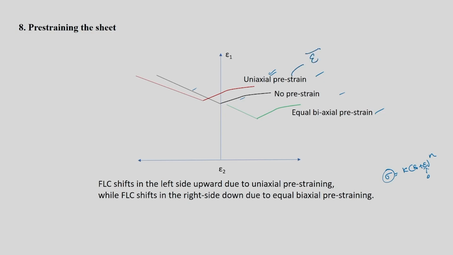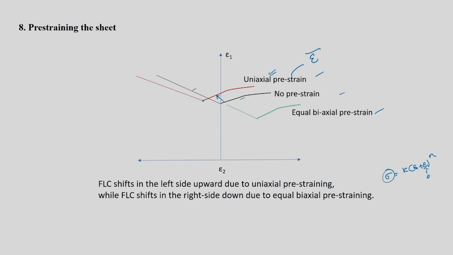So up to a particular epsilon bar you are deforming the material, and then you are evaluating the forming limit curve using any test procedure. Then you will see that in the uniaxial pre-strain, the forming limit curve is going to change in this fashion, the black color one to the red color one. You will see that your plane strain location has actually moved, and there is some slight upward movement of the forming limit curve.